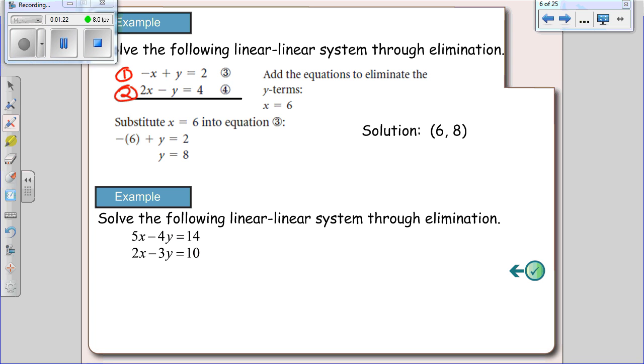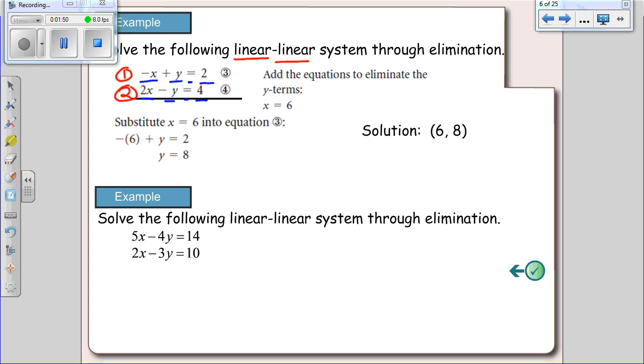This is a linear system, which came from Math 10C, so this should be very familiar. In a linear system, we set up our equations so that they're in the same order. Notice that equation 1 has x's go first, its y's go second, then the equal sign, and then the constant. And equation 2 has the exact same setup. X's, y's, equal sign, constant.